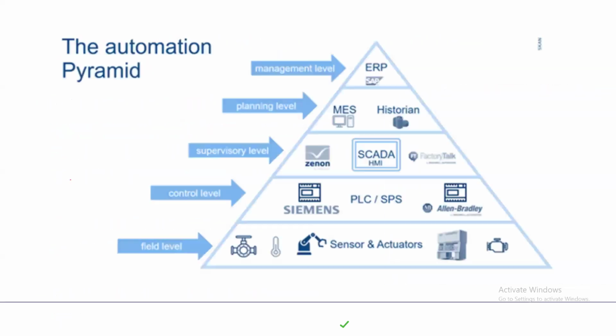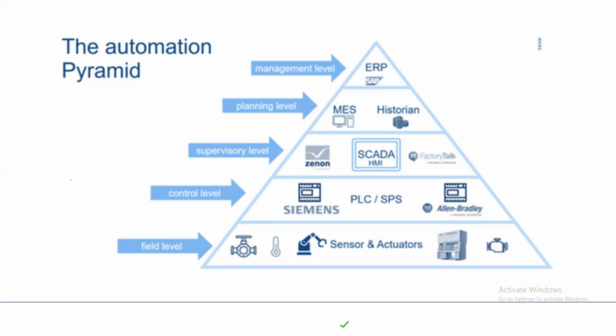The next thing I'll be talking about is the automation pyramid. Typically, this is the old paradigm. Some things are changing now, but this defines the different levels at which you can come into automation. So this is the general scale.